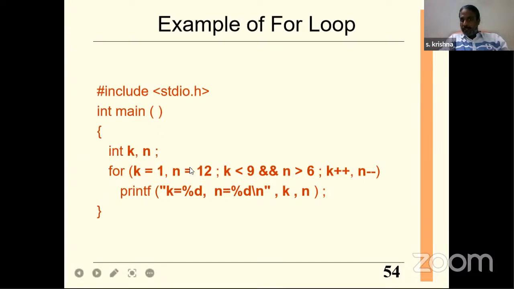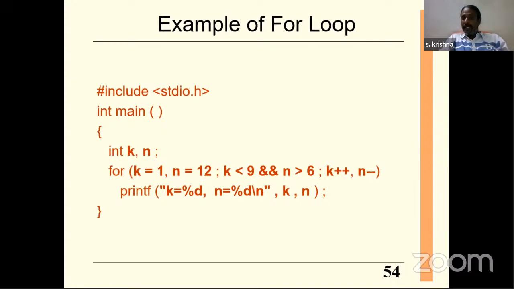This first one is expression 1. So we are giving an initial value for k and an initial value for n. That is, k is equal to 1 and n is equal to 12. Okay, k is equal to 1, n is equal to 12. So that is expression 1, which is the initialization expression.